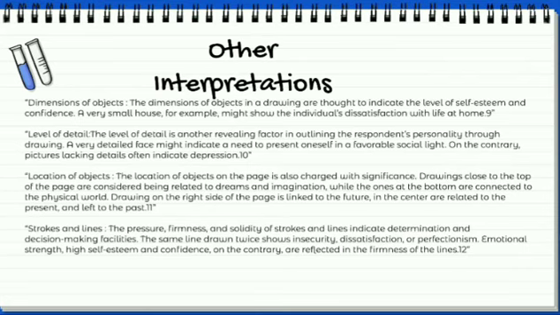Strokes and lines. The pressure, firmness, and solidity of the strokes and lines indicate determination and decision-making faculties. The same line drawn twice shows insecurity, dissatisfaction, perfectionism, emotional strength, and high self-esteem and confidence. On the contrary, the reflected firmness of lines.